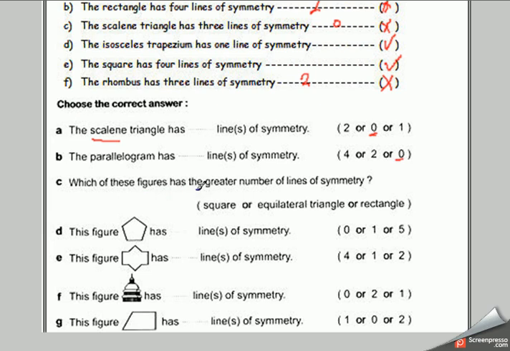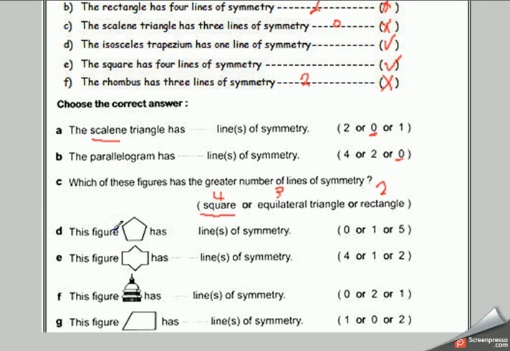Which of these figures has the greater number of lines of symmetry: square, equilateral triangle, or rectangle? Write the number of lines of symmetry over each of them. The square has 4, the equilateral triangle has 3, and the rectangle has 2, so the greater number of lines of symmetry is the square's, 4.